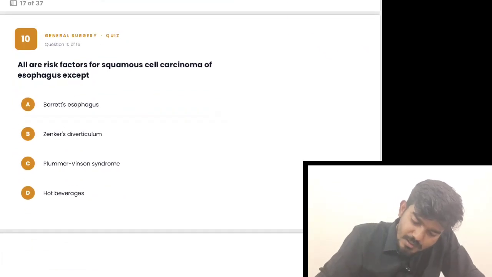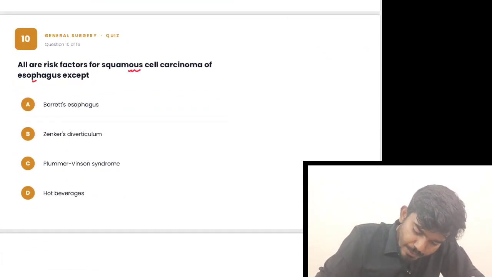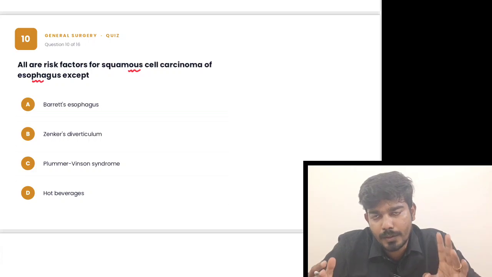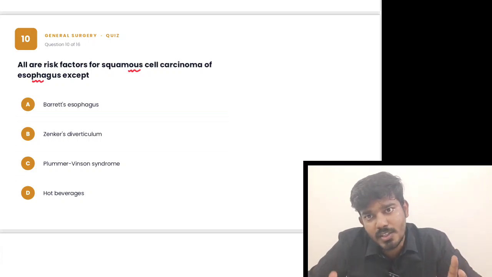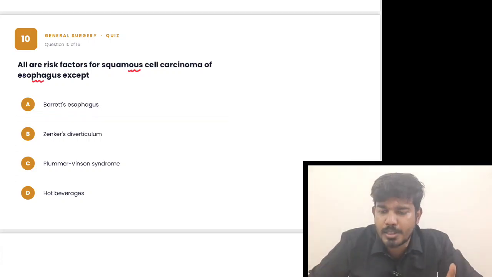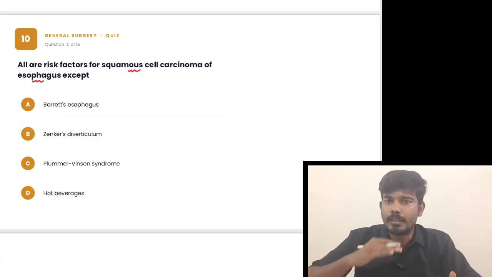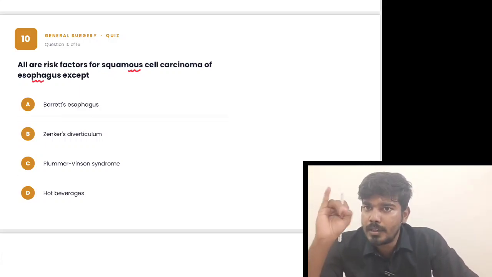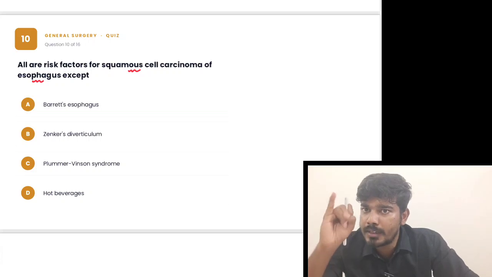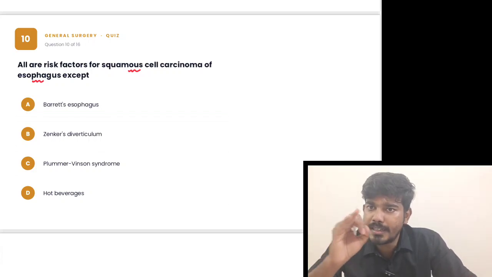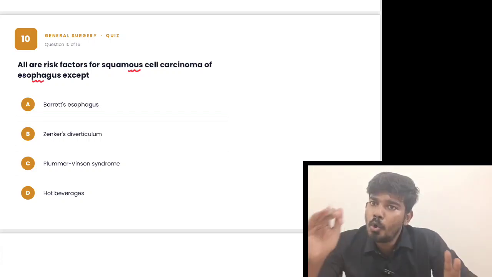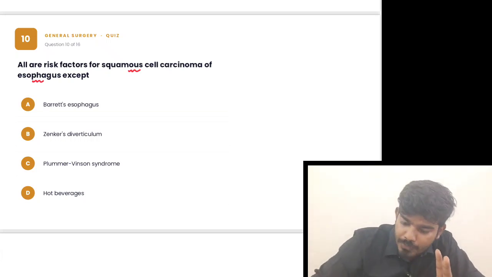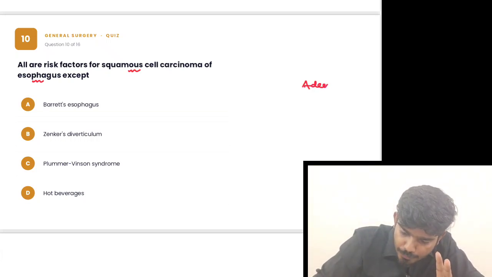All are risk factors for squamous cell carcinoma of the esophagus. The most common type of carcinoma in the esophagus is squamous cell carcinoma. Squamous cell carcinoma affects the upper one third. Okay, we can divide the esophagus into three parts: upper one third, middle one third, lower one third. Upper one third and middle one third are most commonly involved with squamous cell carcinoma. Lower one third is most commonly involved by adenocarcinoma. So we can differentiate based on that.